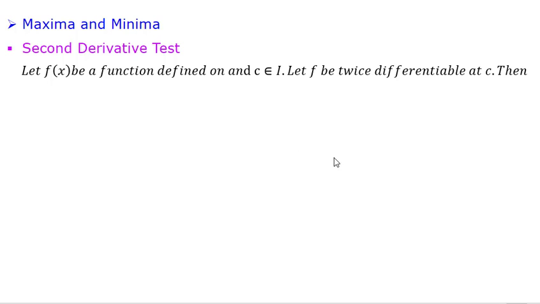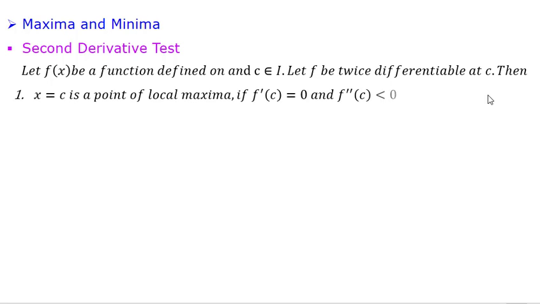Here we differentiate the function two times. So let f(x) be a function defined on the interval I, and c which belongs to the interval I. Let f be twice differentiable at c, so your function should be twice differentiable. Then x equal to c is the point of local maxima if f dash c is 0 and f double dash c is less than 0.